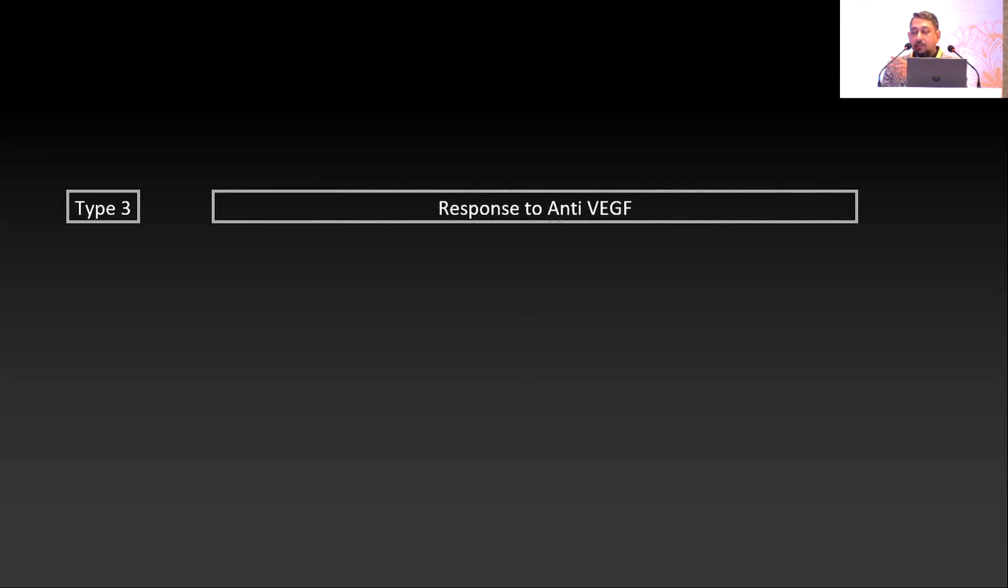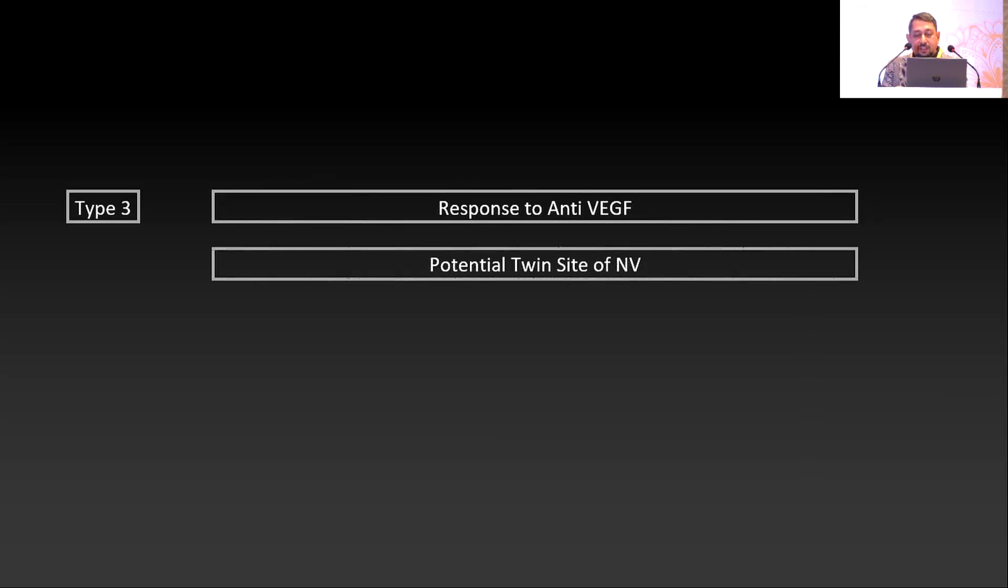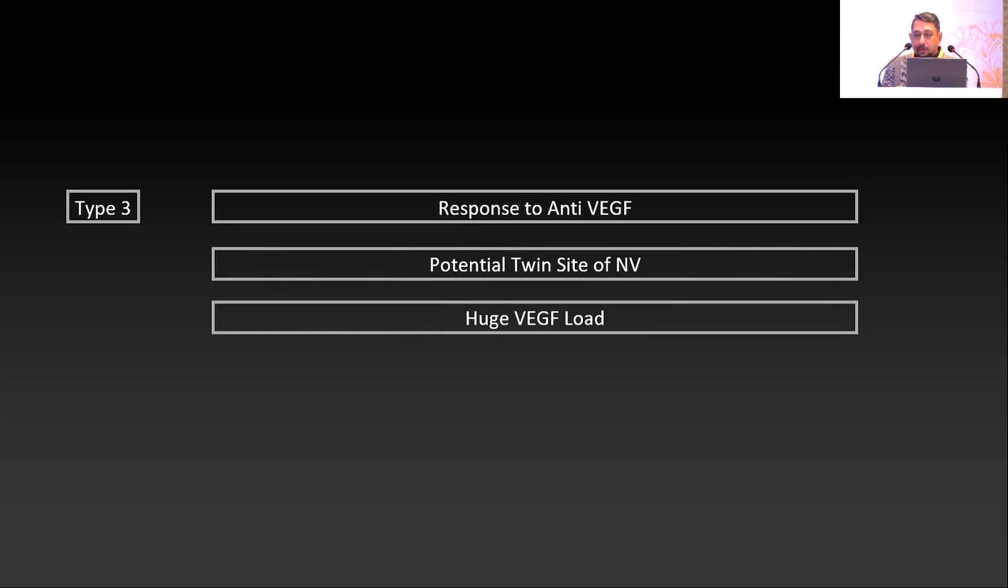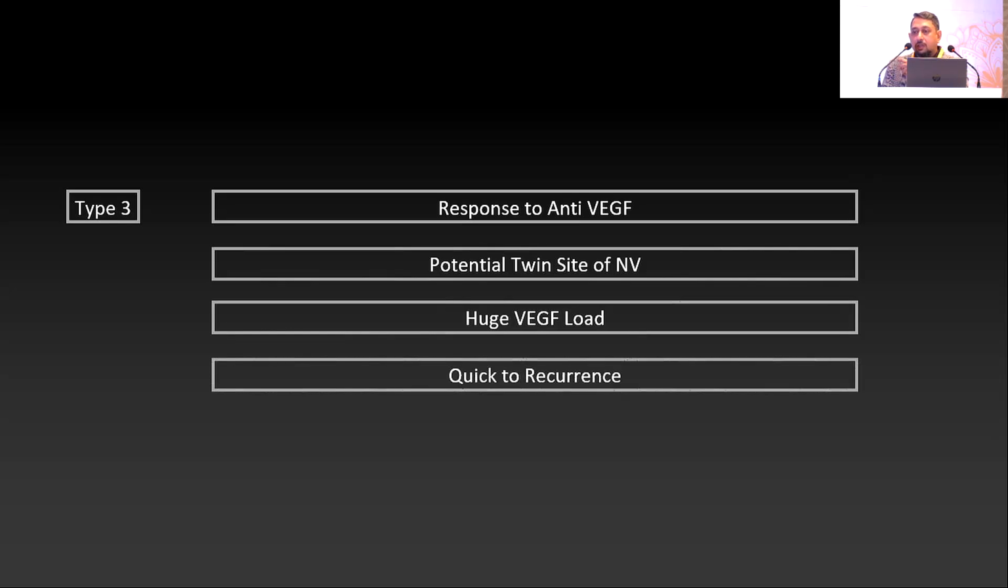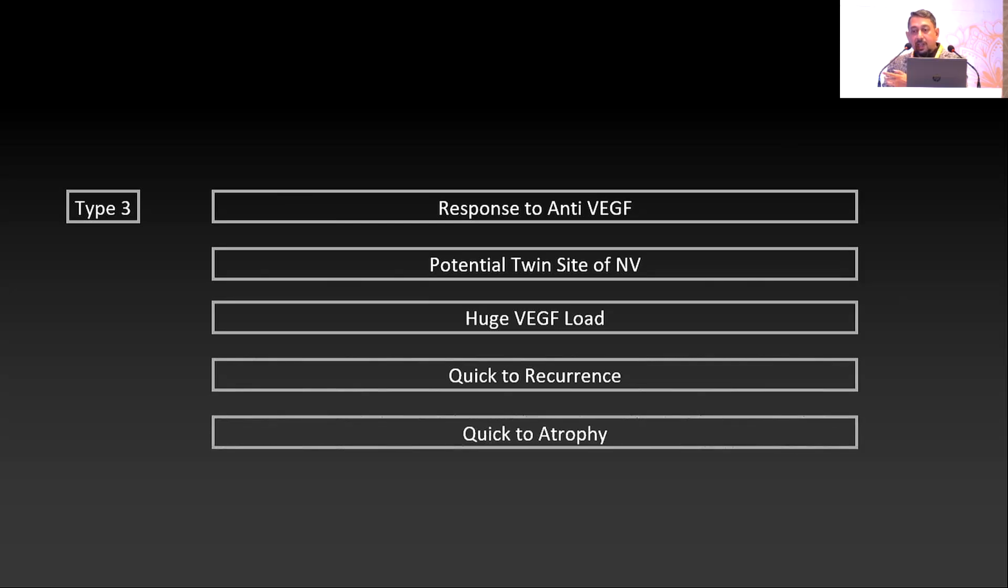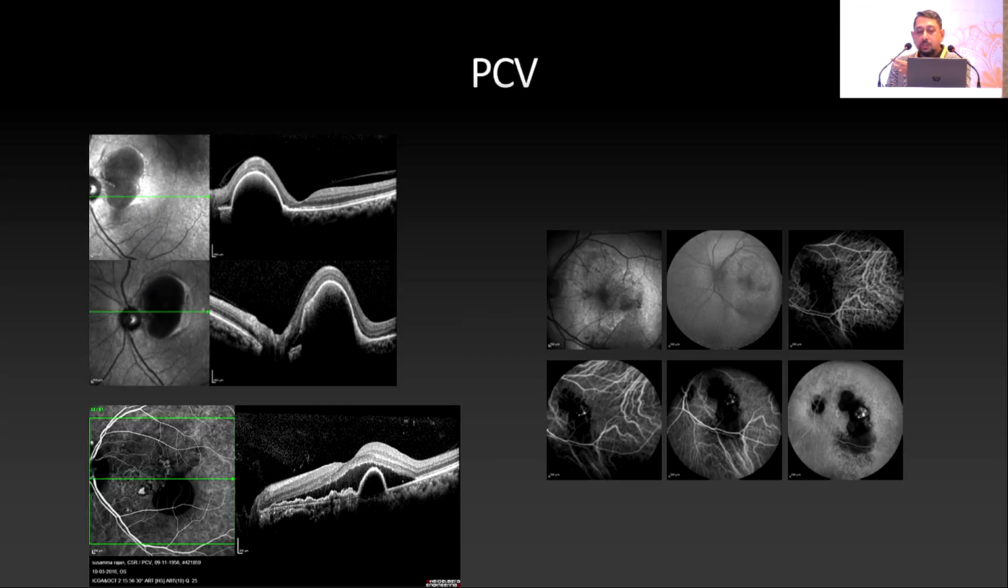The type 3 is a different ballgame. The response to anti-VEGF is not so prominent, probably because of the elevated levels of VEGF. You have a potential of a twin-site neovascularization if it's type 3 disease, a huge VEGF load, as I mentioned, and type 3 disease is quite quick to recurrences, and it's quick to atrophy also. So identifying a type 3 disease puts you in these new problems.